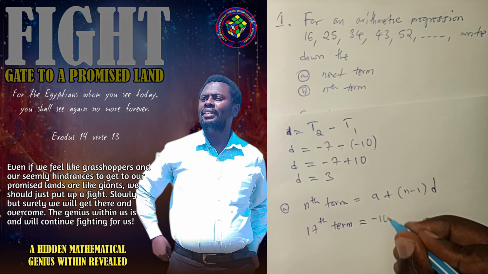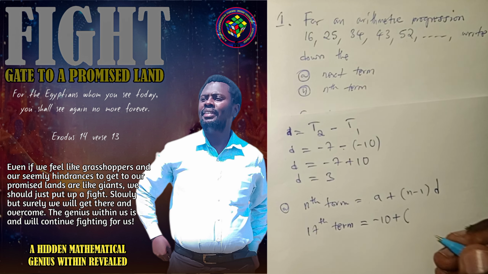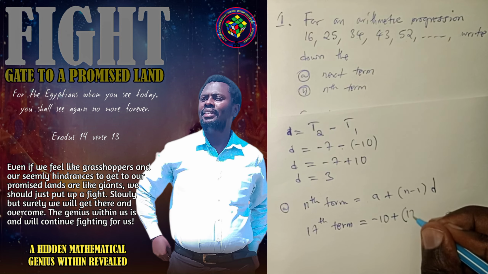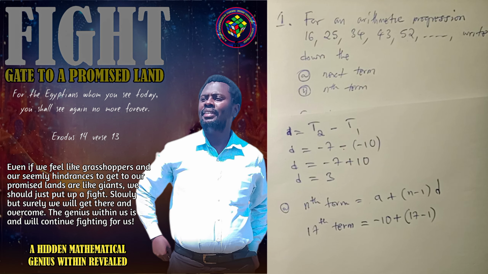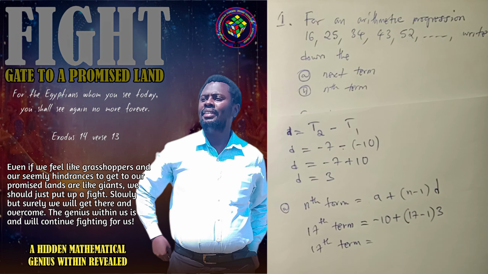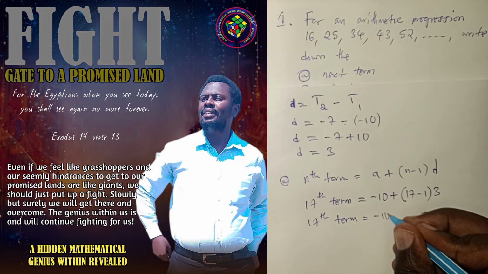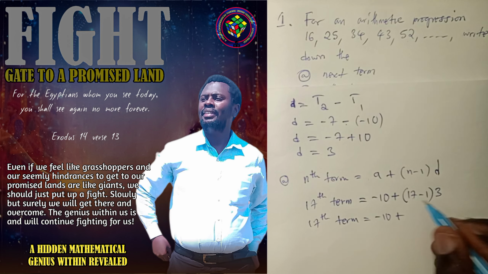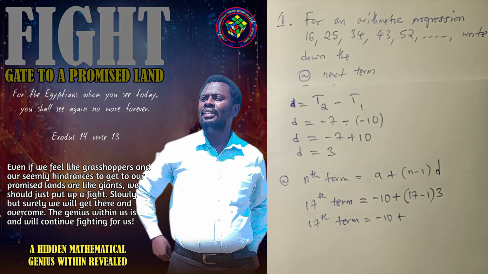So we have negative 10 plus, in brackets, n is 17, so 17 minus 1. Then D is 3. So 17th term is equal to minus 10 plus, what is 17 minus 1? Yes, that is 16. Then 16 multiplied by 3, you get 48. So we have negative 10 plus 48.